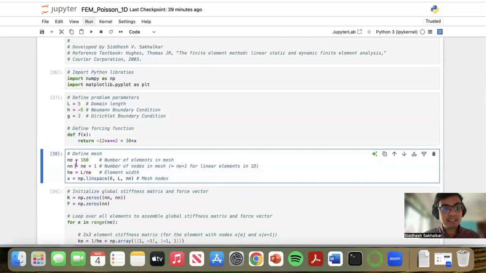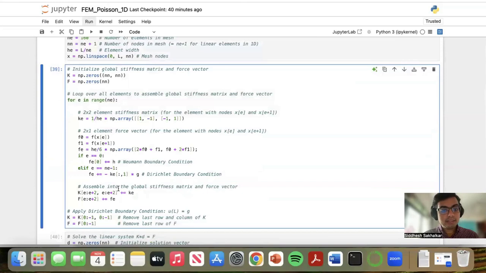We then define our mesh. So here NE is the number of elements in the mesh. Nn is the number of nodes in the mesh. So if you recall, for linear elements in 1D, the number of nodes is simply equal to the number of elements plus 1. HE is the width of the element, which is defined as L over NE. And X are our mesh nodes. So we know that our mesh nodes range from 0 all the way up to L, and we have a total of Nn nodes.